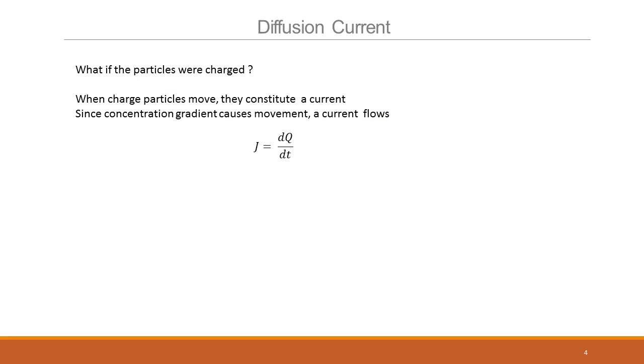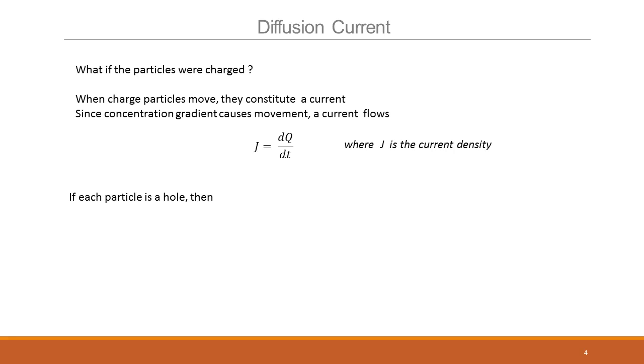So J is dq by dt, where J is the current density. We will take a unit cross-section area, because we don't know how wide the sand particle or the concentration gradient is. We'll just take a unit area and say that J is proportional to dq by dt, where dq is the amount of charge that goes through the unit area that we saw before.